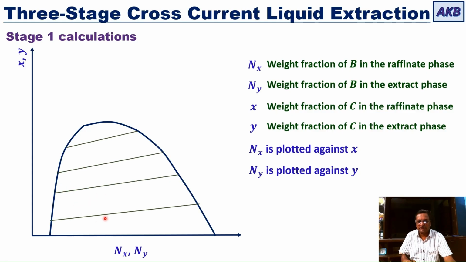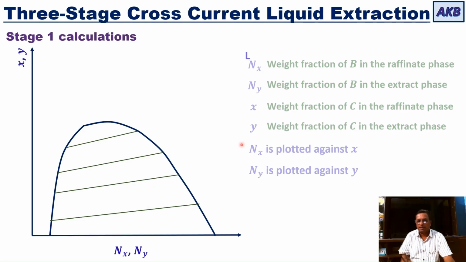So this is what I have shown over here: these are the given tie lines, the given equilibrium data, and these tie lines are connecting equilibrium concentrations that are in equilibrium with each other. So for the sake of understanding, I have shown the given tie lines on the ternary diagram.